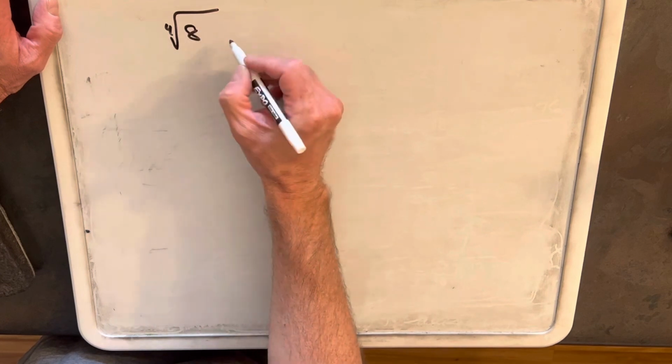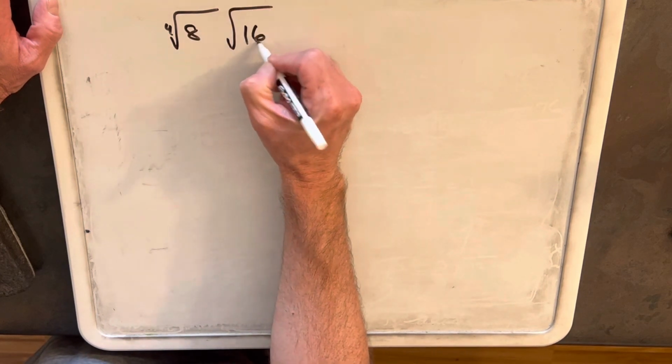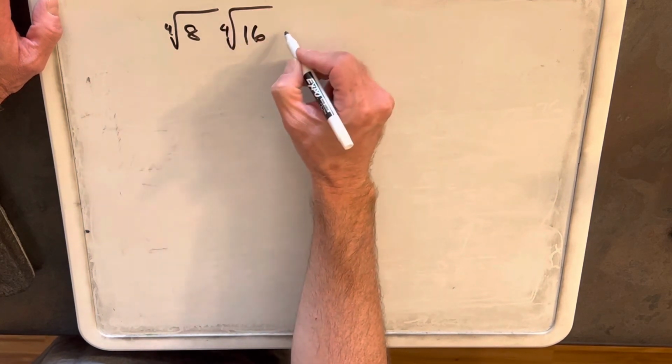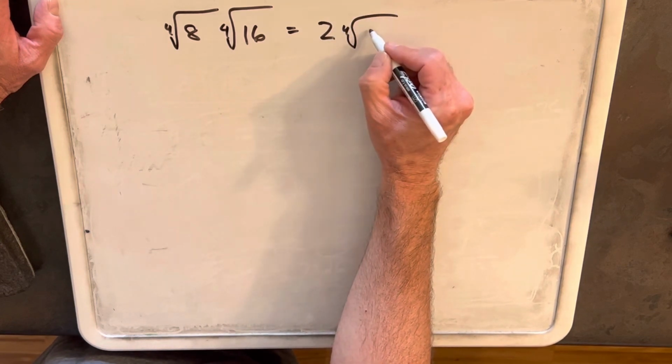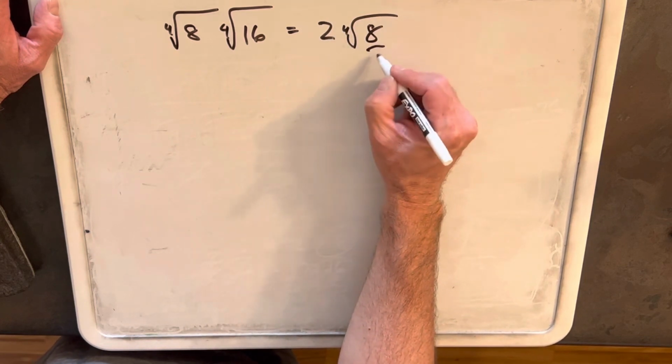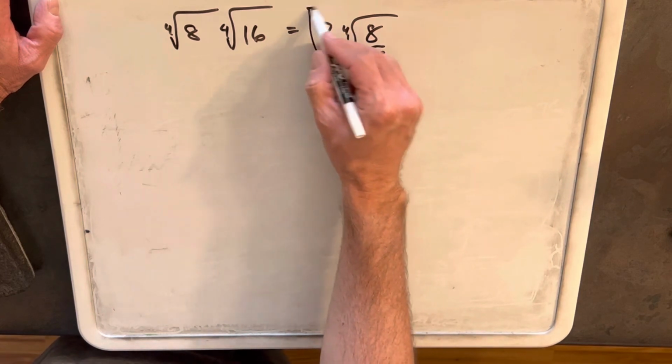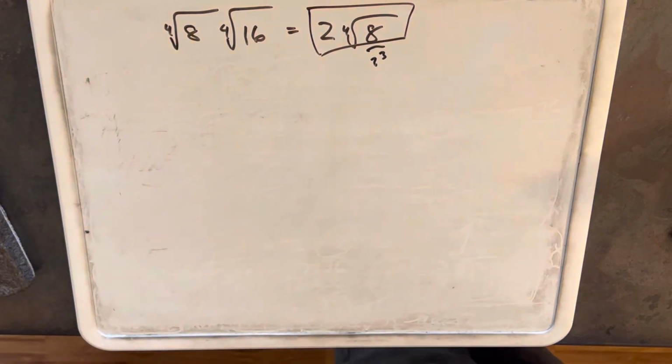4th root of 8 times the 4th root of 16. Well, we just did the 4th root of 16, that's 2. And then we have the 4th root of 8. That's just 2 to the 3rd, but we can't reduce that. So I think this is going to be our answer.